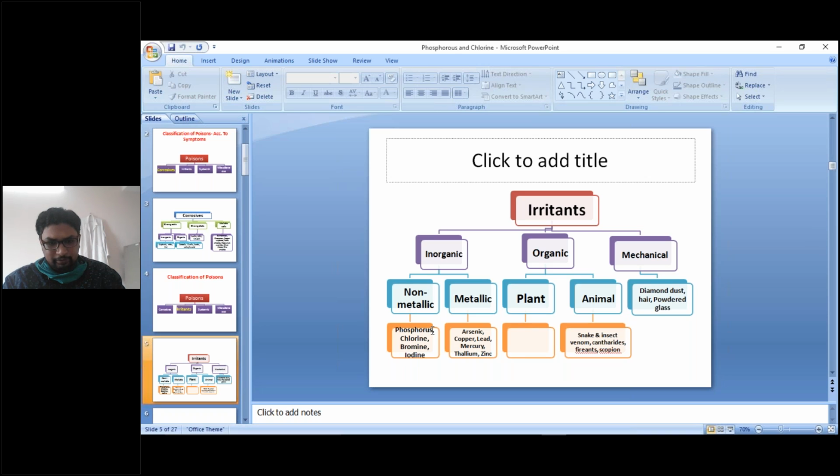We will look into phosphorus poisoning, and if time permits, we will also look into chlorine poison. And then we have organic, which are different types of plants like datura, delirium plants, cardiac poison. These come in the plant group. And then animals, we have bite marks, such as snake bites, scorpion bites. So all these things will come in animal irritants. And then mechanical irritants, we have diamond dust and powder glass.